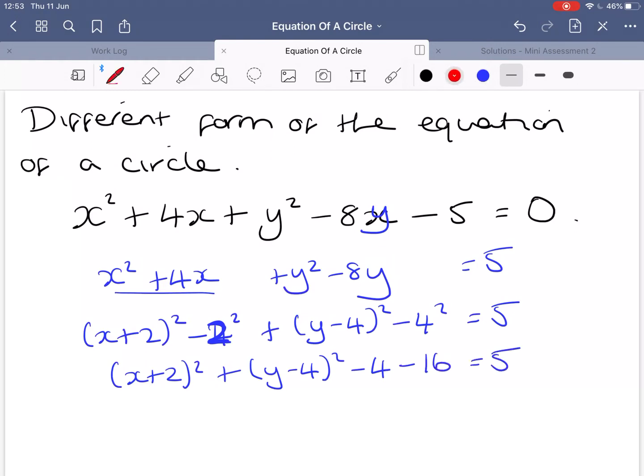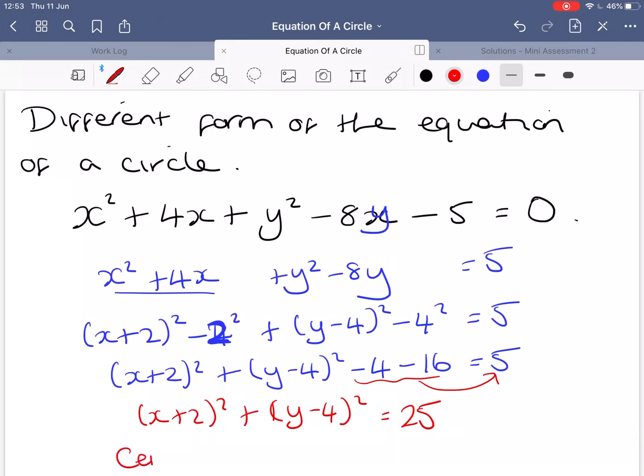And now all I've got to do is move these to that side of the equation. And I'd get x plus 2 all squared plus y minus 4 all squared equals 25, because I'd add the 4 and add the 16. So guess what? I've got it in the form that I want. So I can say the centre is at minus 2, 4. Remember, it's that different sign because that's the same as saying x take away minus 2. And the radius is 5.